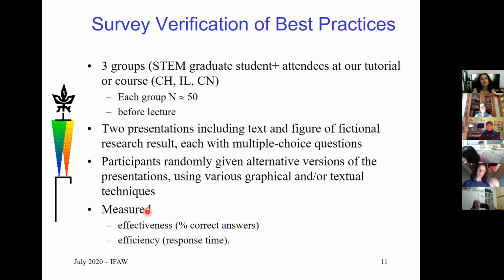Well, I think I'm going to shorten this talk very quickly to say that we've actually done some research to measure whether these best practices work or not. And the answer is they do.